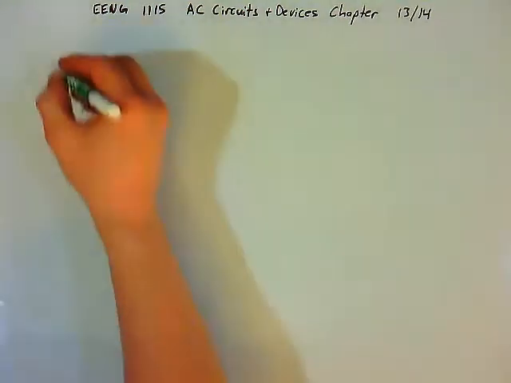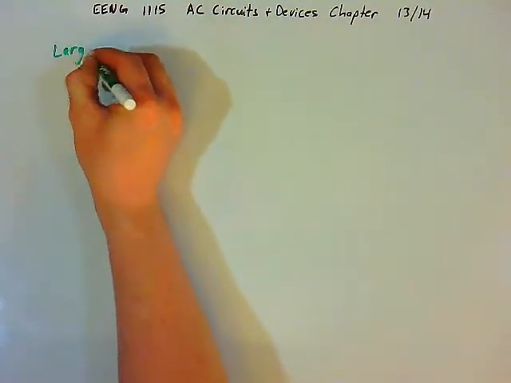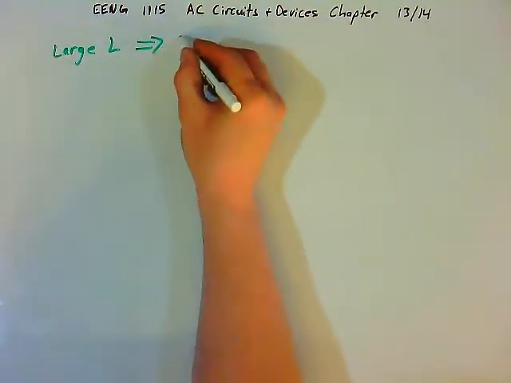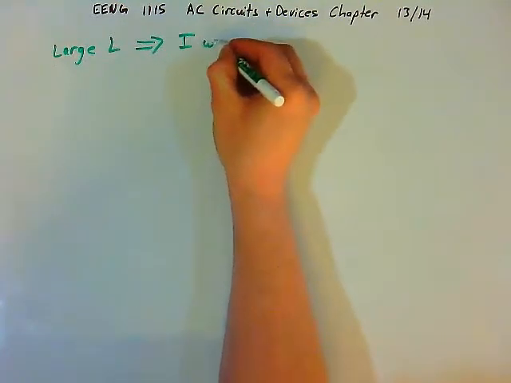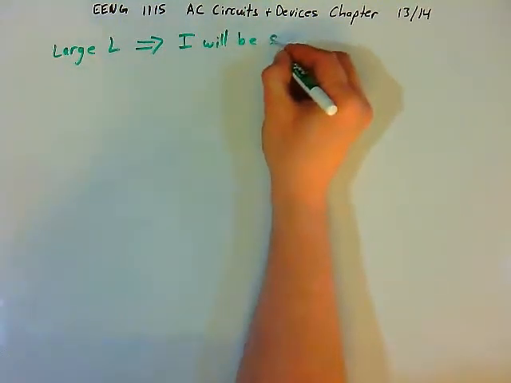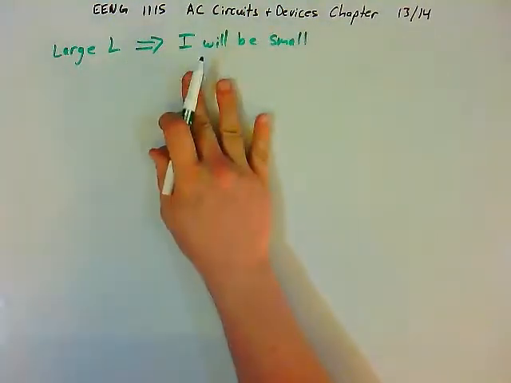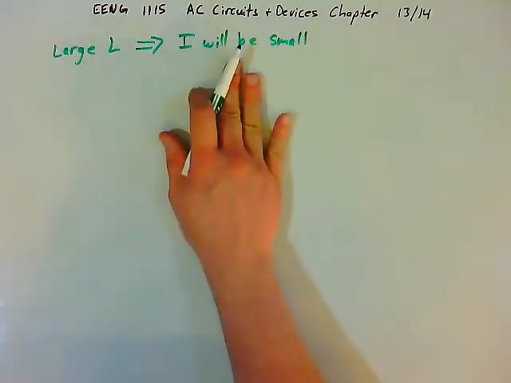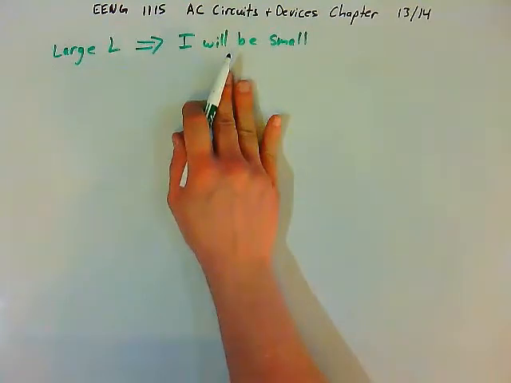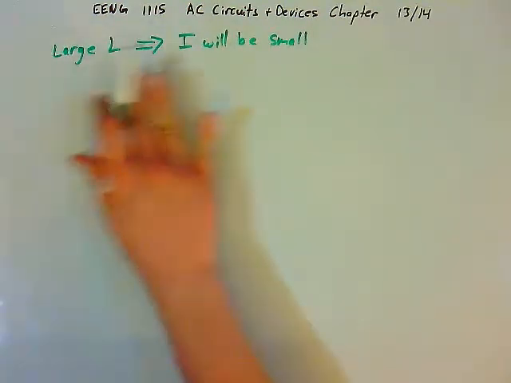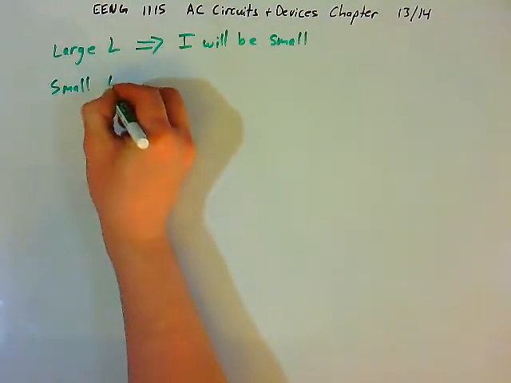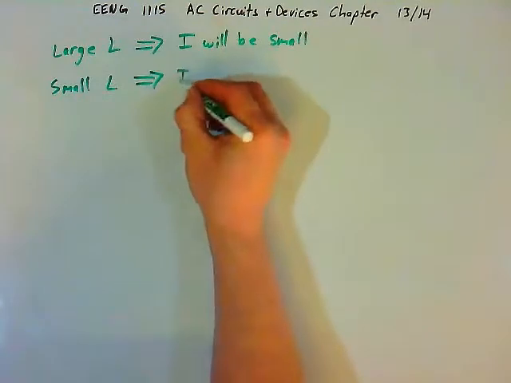So let me summarize that. If we have a large inductance in an AC circuit, that means that the current, I, will be small. And why is that? Well, because the current does not change very rapidly when the inductance is large. It takes more time for the current to rise up to a large value. And so the current does not have the amount of time it needs to rise to that large value. So large inductance means smaller currents. And again, small inductance means that I will be larger.